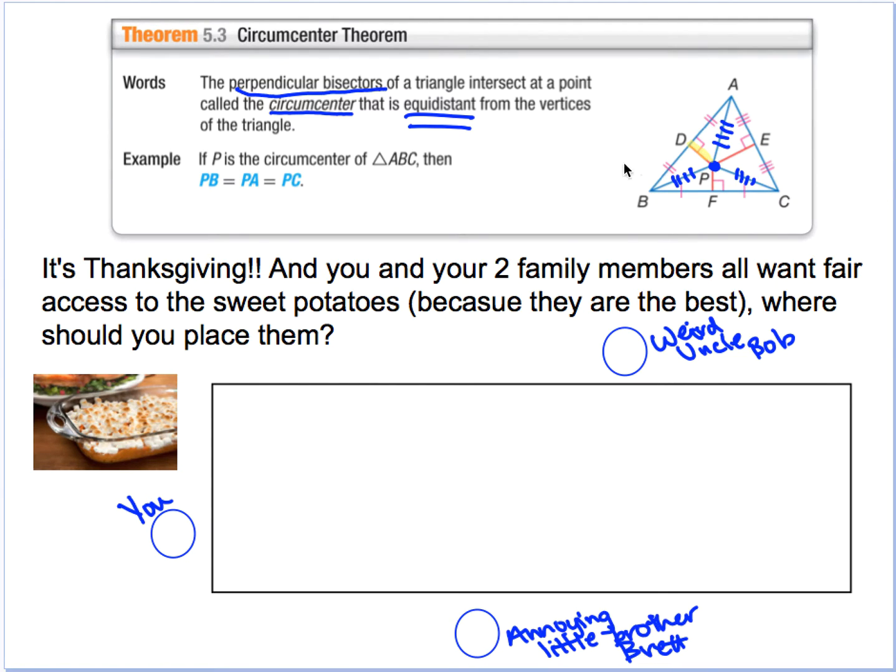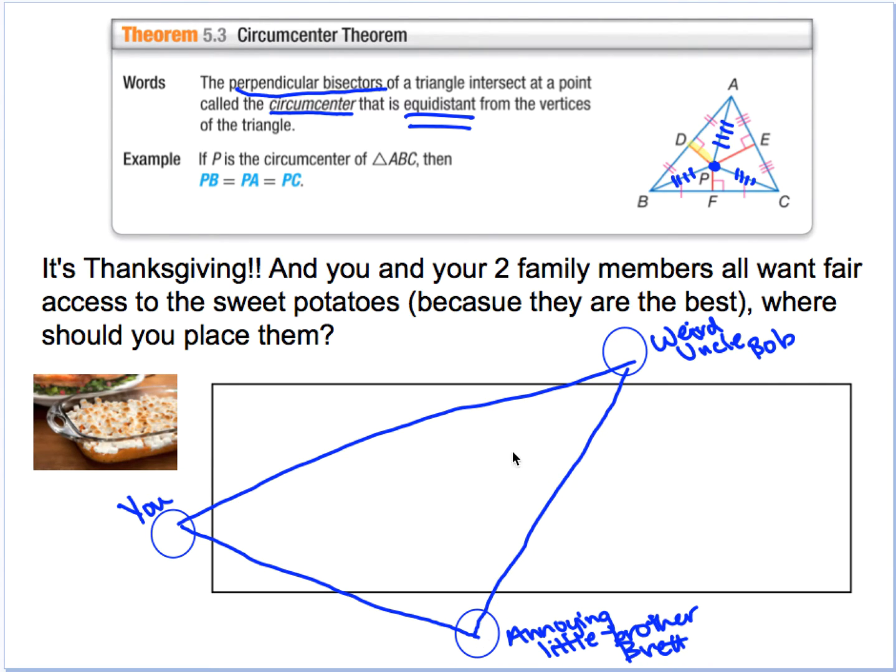So keep in mind this idea right here about the circumcenter. I have 3 people, which you could also say are 3 different vertices of a triangle. So I'm going to go ahead and draw out a triangle that would connect each of these. It's not going to be the best, but there's our triangle right here, just like we have up here. Now, if I want these sweet potatoes to be the same distance from everybody, then I need to find that circumcenter, because the circumcenter is equidistant from all of the vertices.